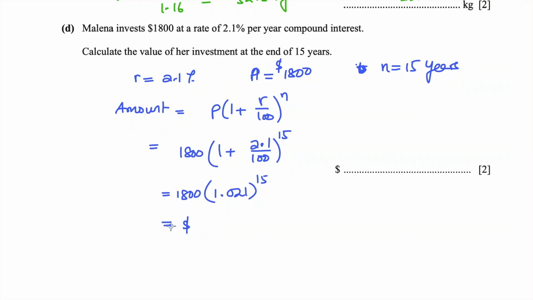And this is equal to, if I calculate the value using a calculator, this will turn out to be 2458.434468 and so on. And so if I write it in dollars exactly up to two decimal places, it is 2458.43 in dollars. This completes the question.